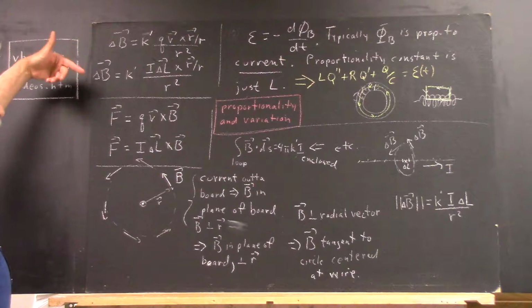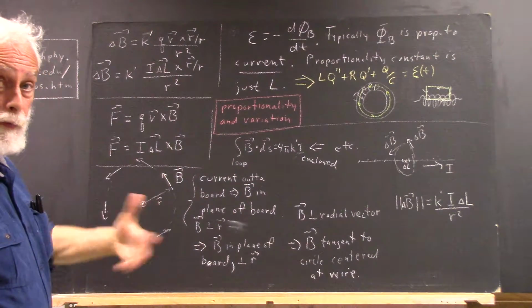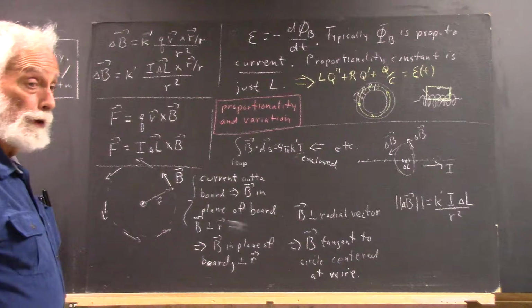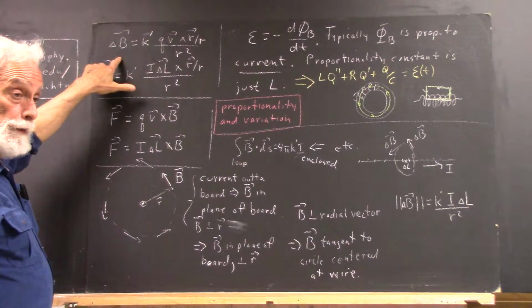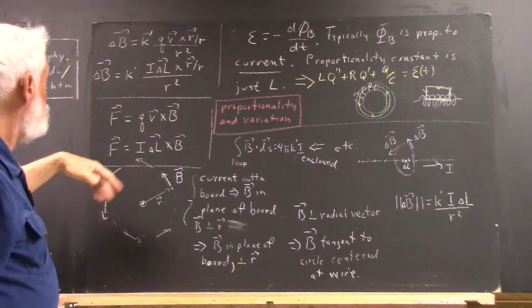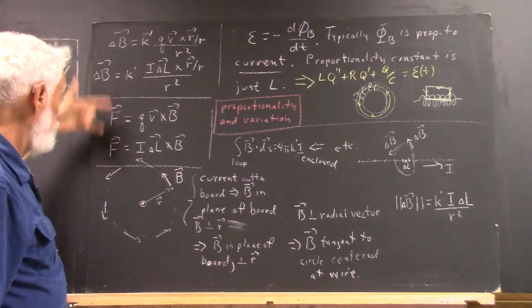Two things govern what we know about magnetism. Everything else follows from these two things. First is that the contribution to the magnetic field at a point, and actually two things are here and here, these are both the same.